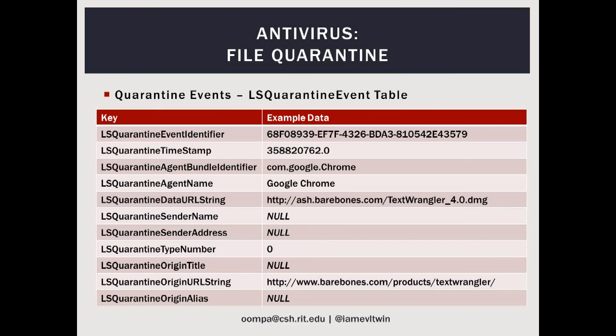A lot of these nulls here, I just want to point this out, are fields like sender name and sender address. These are used when quarantined from email programs. So you'll have the sender's name, their email address, and other email-related information as well.